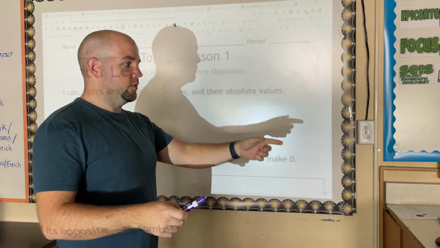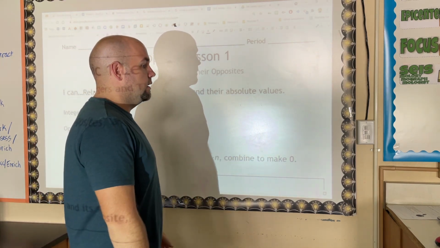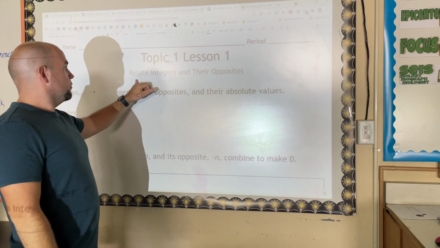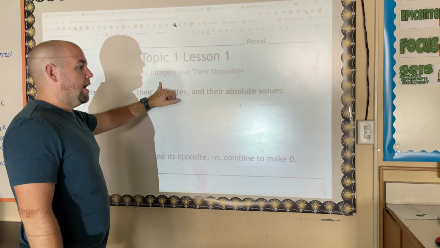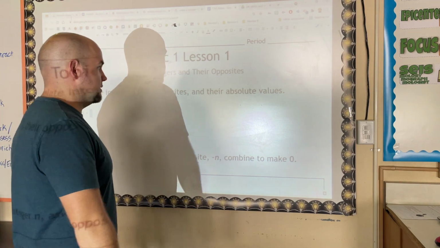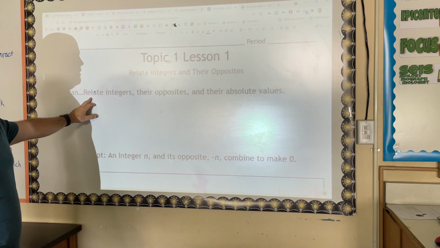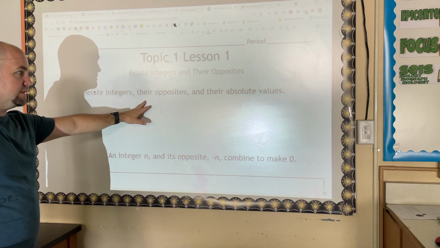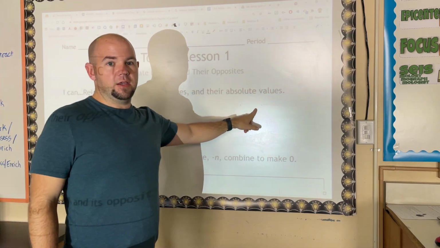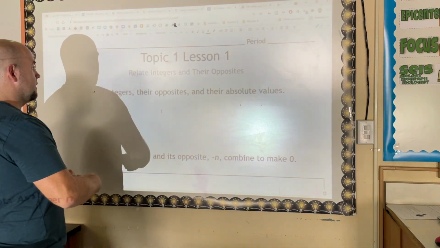Hey the Math Geniuses, we're working on 1 today. We're talking about how we relate integers and their opposites. So that's the name of our topic we're getting into. At the end of this, we're gonna look at I can relate integers, their opposites, and their absolute values. We're gonna look at what all of those are.